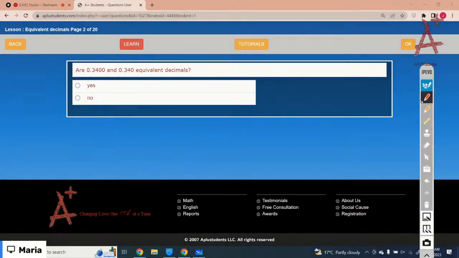Okay, the next one is are 0.3400 and 0.340 equivalent decimals? Yes or no? They are equivalent. Got it? The answer is yes.